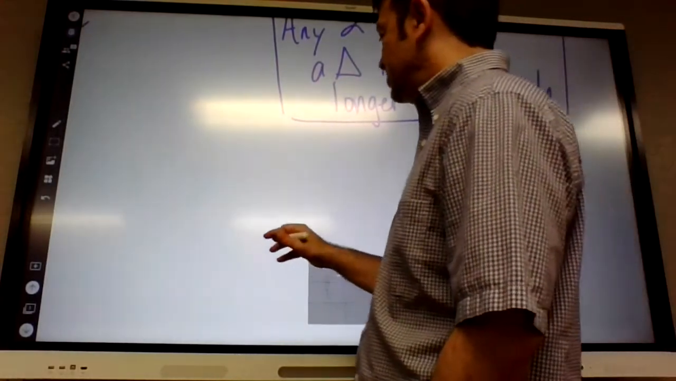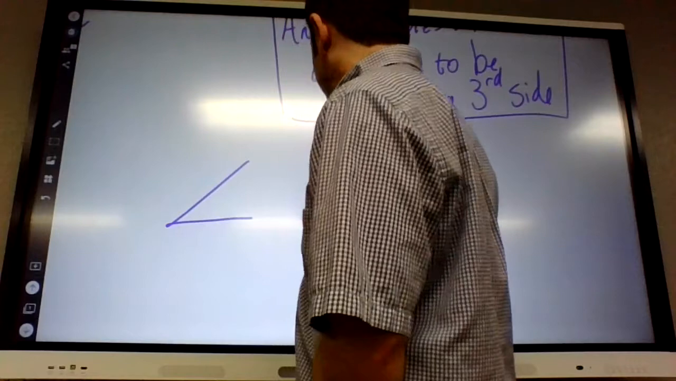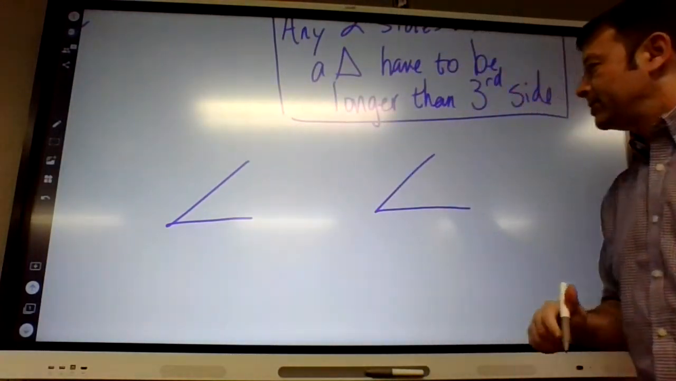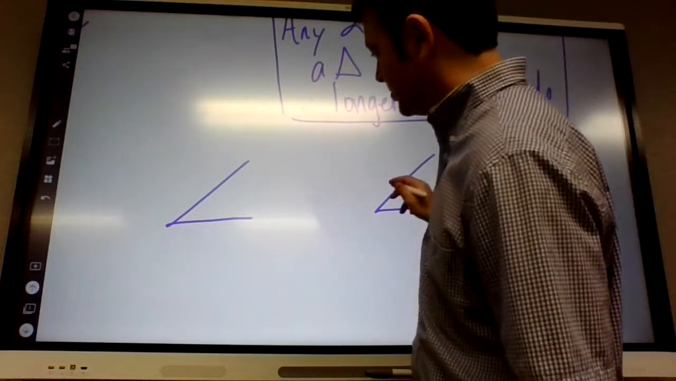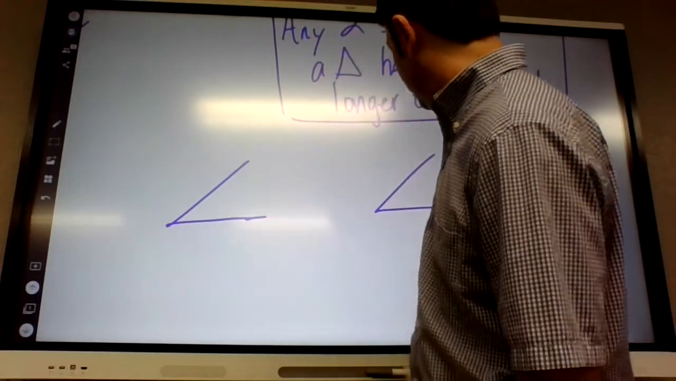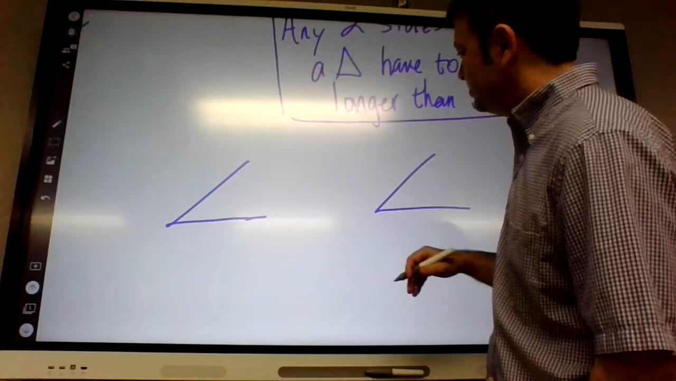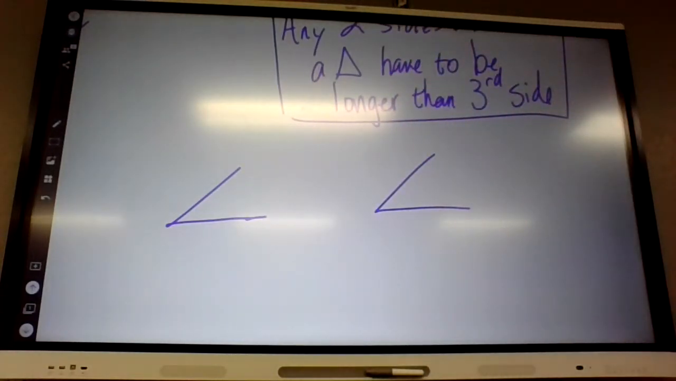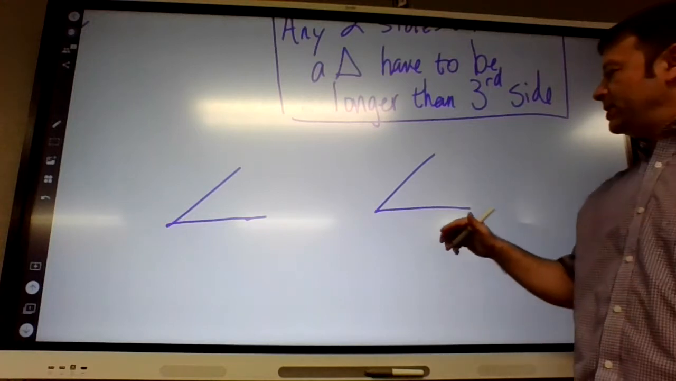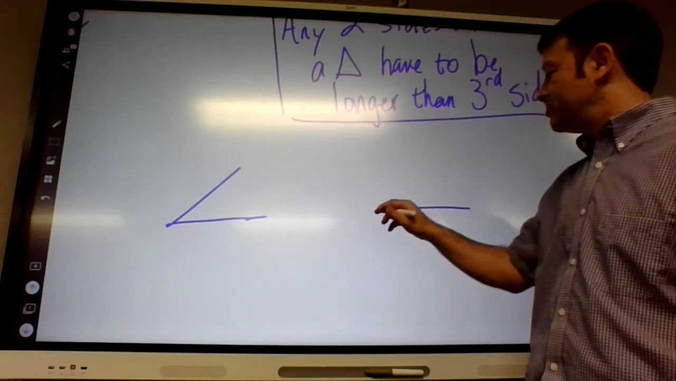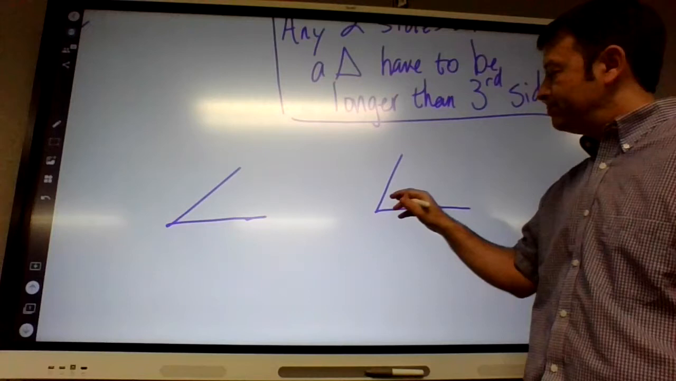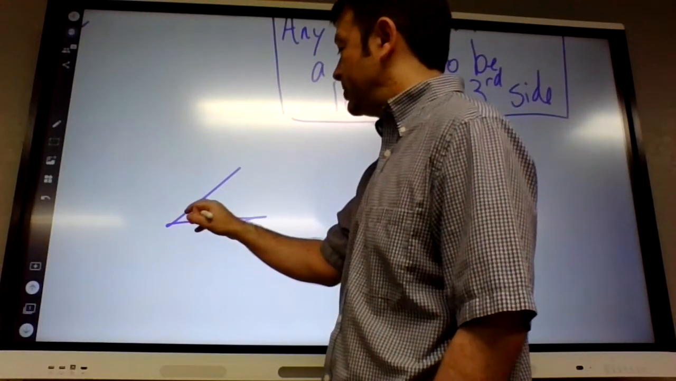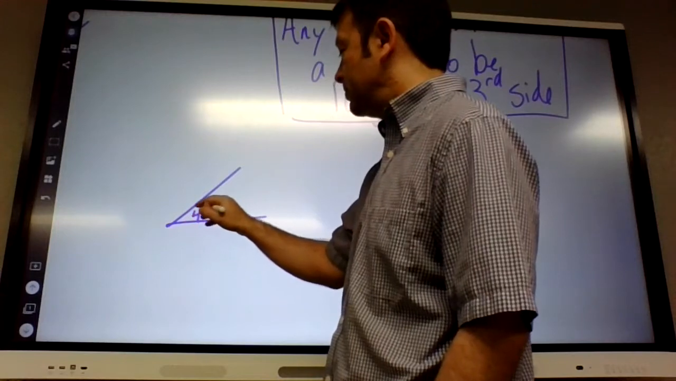Alright. So let's say we have two identical alligators. They look kind of the same, ish. Okay, pretend those are identical. So let's say this alligator opens its mouth at a 70-degree angle. This alligator's mouth is only open at a 45-degree angle.